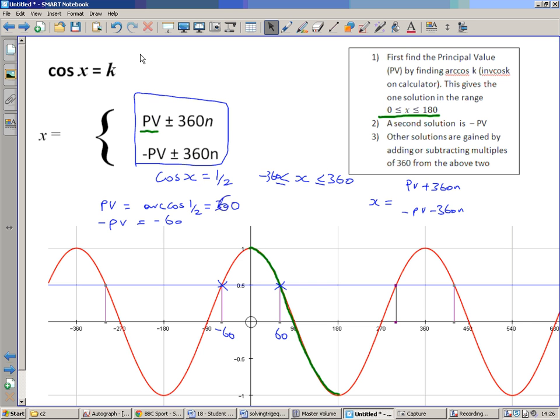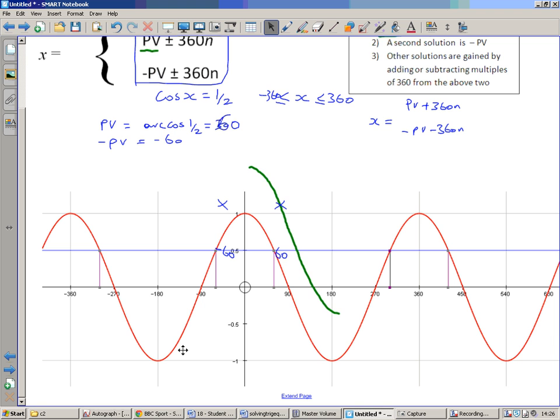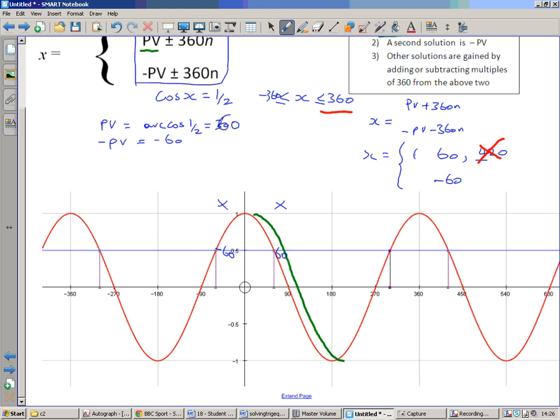So we've got x equals 60 as one of the solutions and minus 60 as the other. Now if I add 360 to that, I'll get 420, but notice that I'm not particularly interested in the 420. If I add 360 to minus 60, I get the 300, which of course I am interested in, the 300 answer. Okay, have I got all the solutions here?